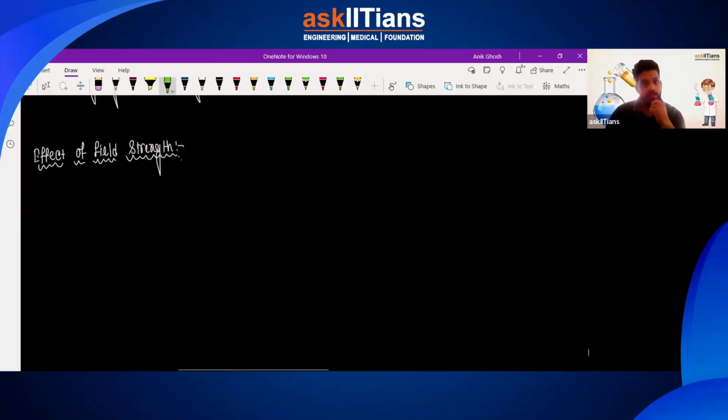Now have a look. Let's say I have a 5d orbital, and they're making coordination number 6. That means octahedral complexes, and this is the scenario for weak field ligands, guys.